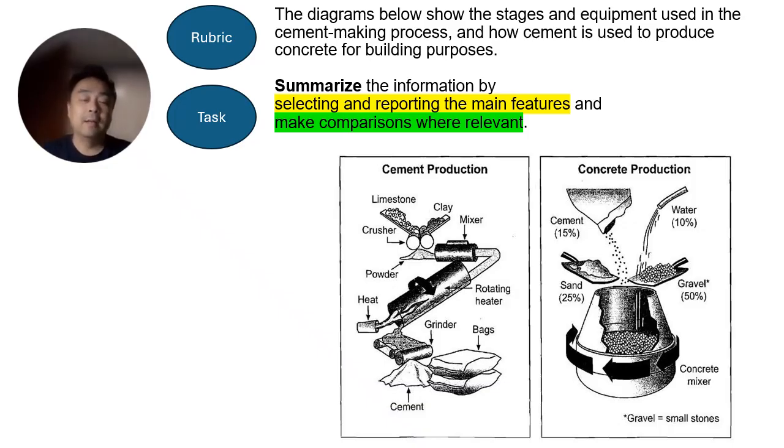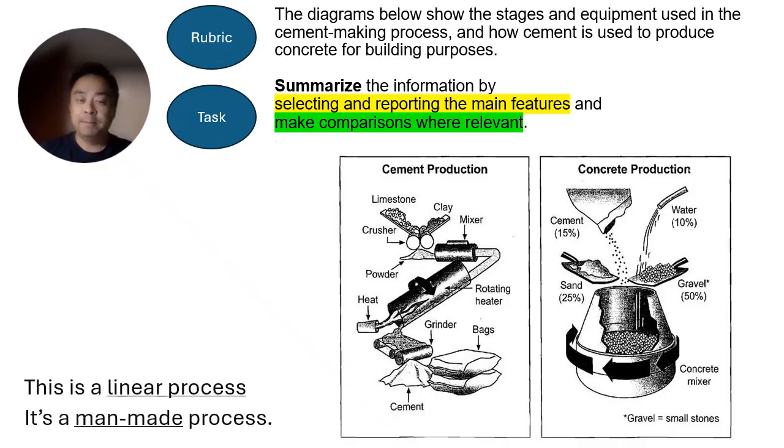Please note, again, this is only one type of process we're looking at today. It is a linear process, or some might say a man-made process. What makes this linear is the fact that we have a starting point and we have an end point.